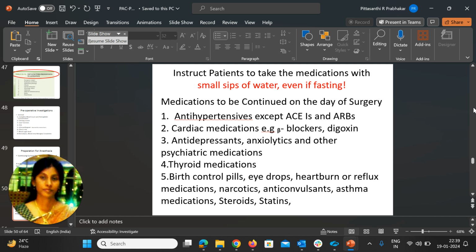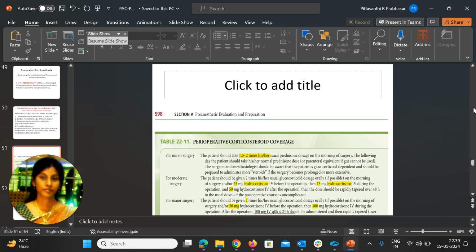The medications to be continued on the day of surgery are antihypertensives except ACE inhibitors and ARBs, cardiac medications like beta blockers, rituximab, antidepressants, anxiolytics, and other psychiatric medications, thyroid medications, birth control pills, eye drops, heartburn or reflux medications, narcotics, anticonvulsants, asthma medications, steroids, and statins.